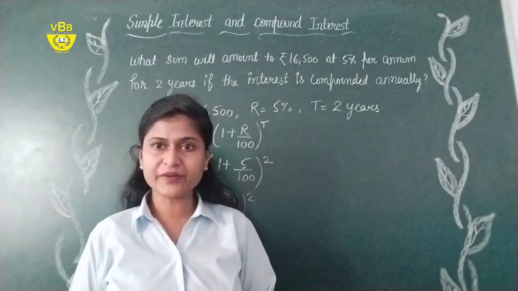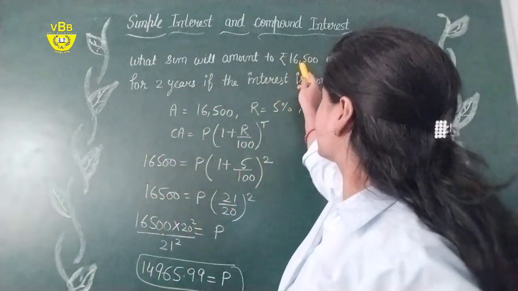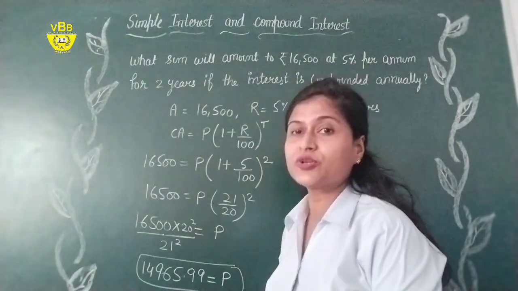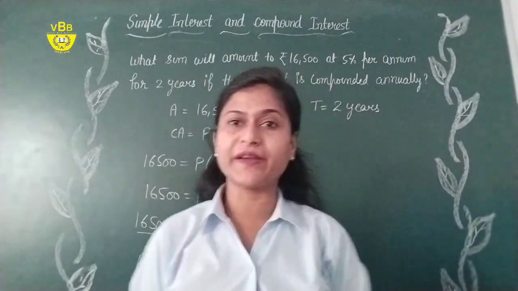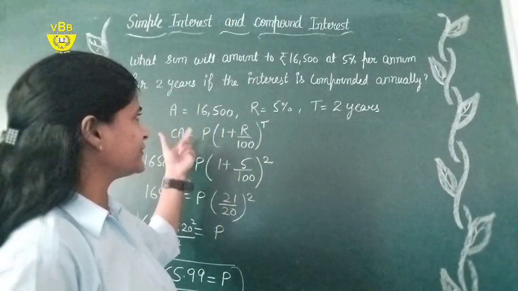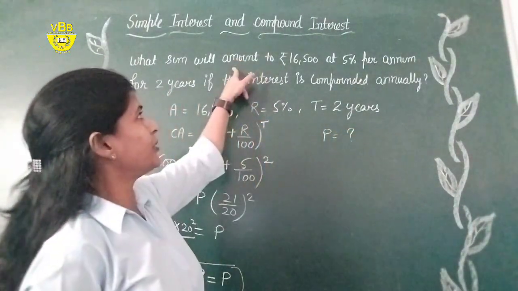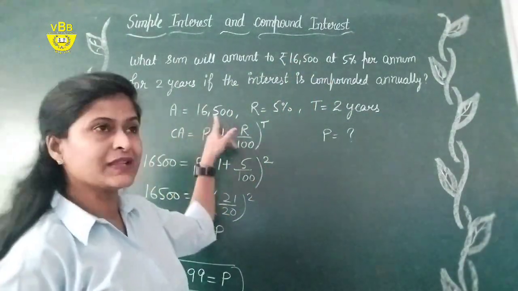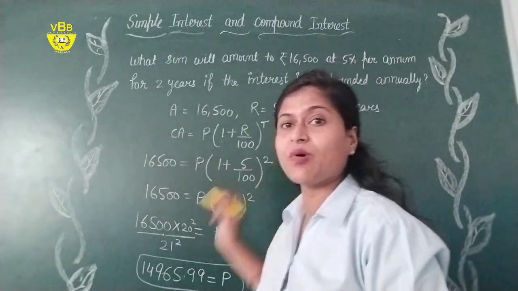Now let's start one question. What sum will amount to 16,500 rupees at 5% per annum for 2 years if the interest is compounded annually? We need to find the sum. What is the sum? Here we need to find the principal value. Principal is not given, but the amount is given: 16,500, and the rate of interest and time period are also given.